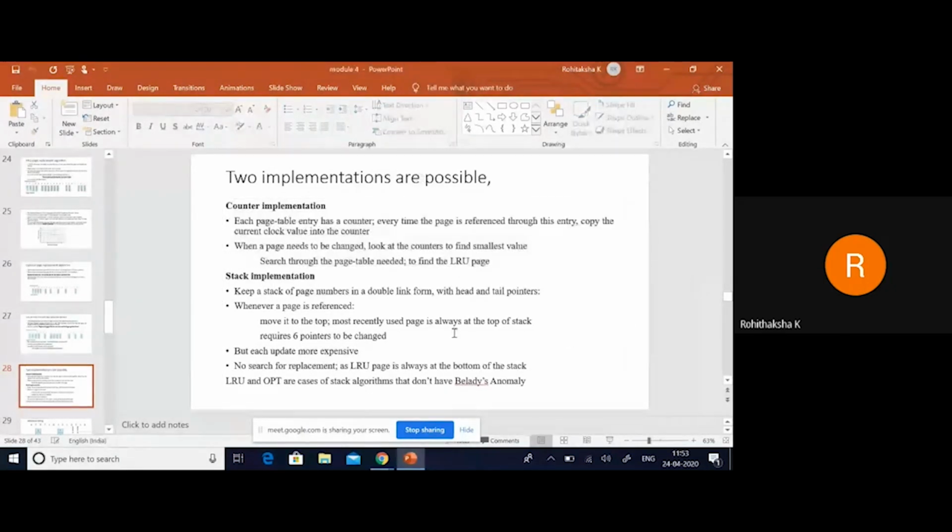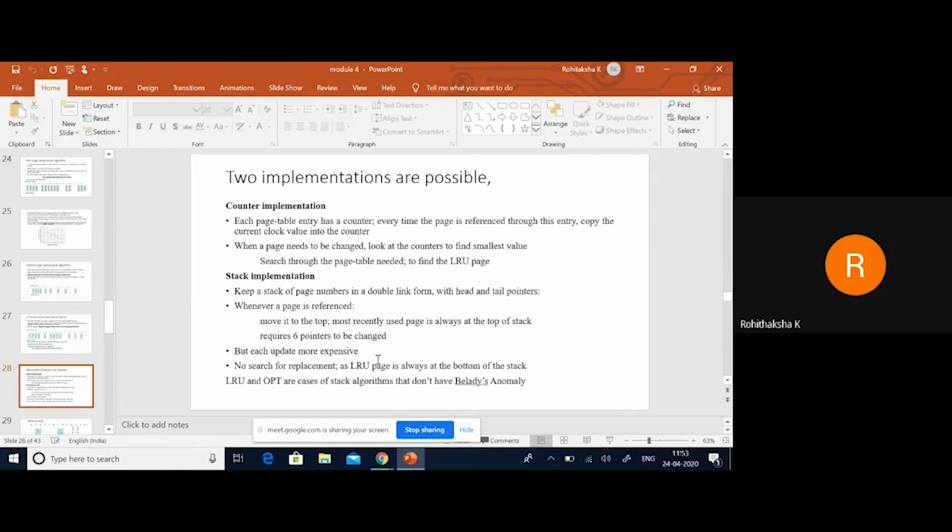Another one we come across with LRU is the stack implementation. What is this stack implementation? We keep a stack of page numbers, and in that stack we store all the page numbers, using a doubly linked list with head and tail pointers. Whenever a particular page is referenced by the CPU, we move it to the top. So whichever page is referenced by the central processing unit is made the top of the stack. That's all. The most recently used page is always at the top of the stack.